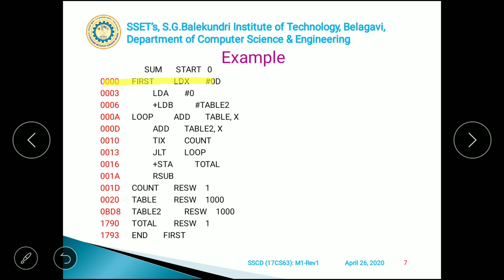You should understand the type of an instruction format. Generally, if there are some instructions which will not take any operands, those instructions will be 1 byte. In this example we have not used any such things, but there are some instructions where you will be using only 1 byte.